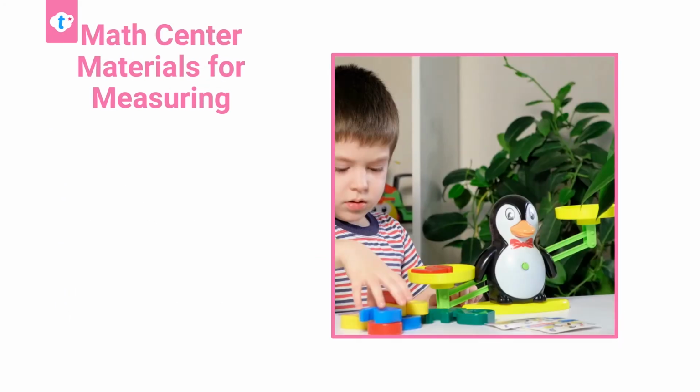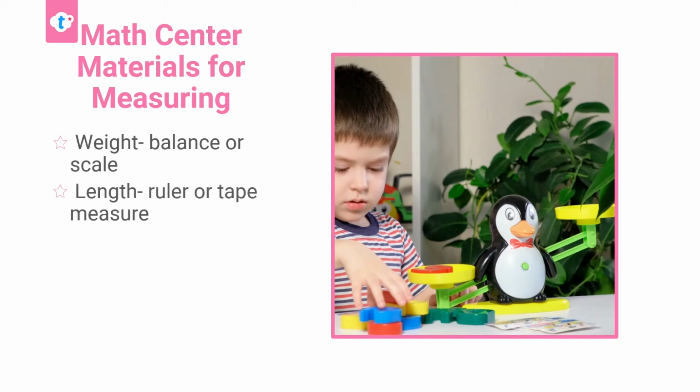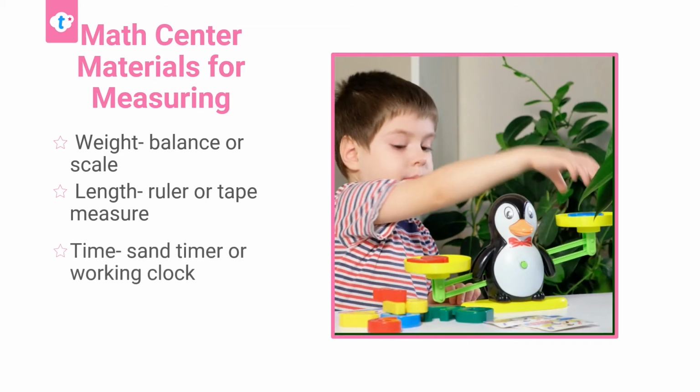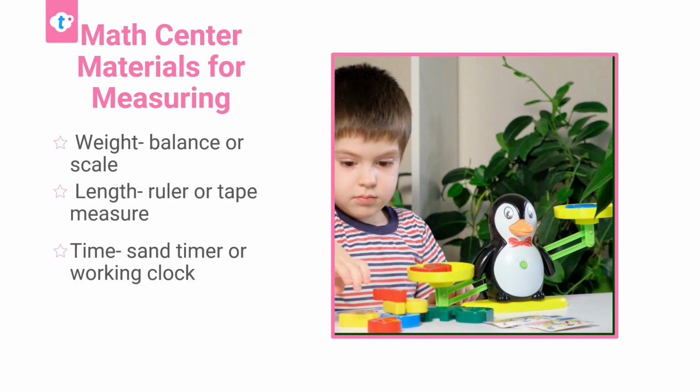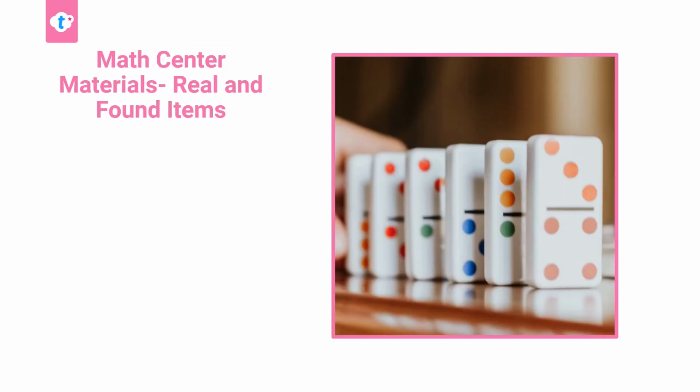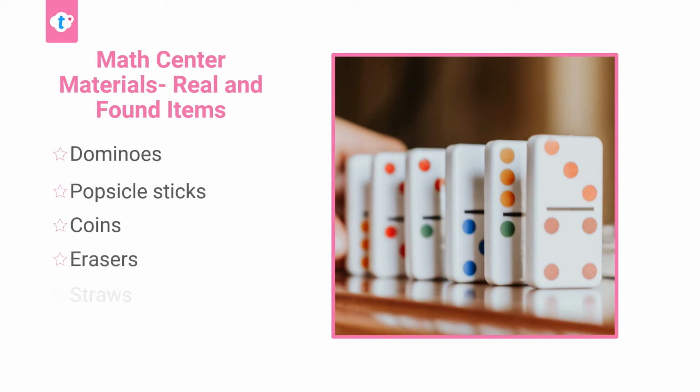The Math Center should also contain materials for measuring weight, length, and time. To measure weight, include a balance or scale. To measure length, add rulers or a tape measure. And to measure time, add sand timers or a working clock. Great examples of real and found items you can add are dominoes, popsicle sticks, coins, erasers, and straws.